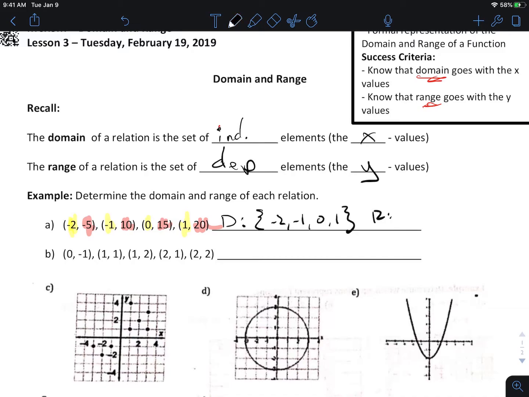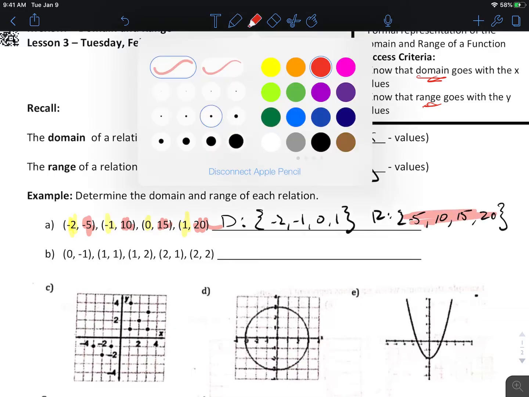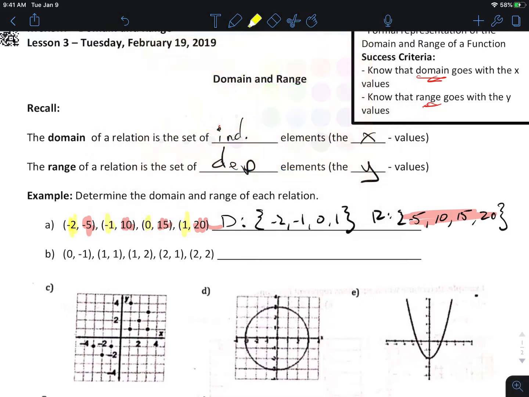Okay? So you just get to list them. Anytime you have a series of points like this, you just list them, right? Okay, so we're going to list -5, 10, 15, 20. That make sense? Okay.